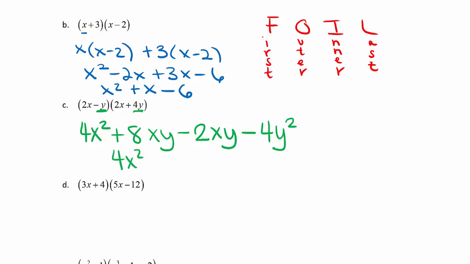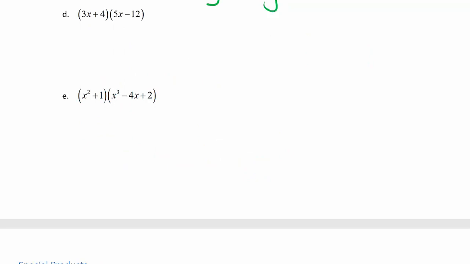Finally, just like in the previous example, I'm going to combine some like terms. Those two terms in the middle can be combined to be a 6xy. So anytime you want to multiply two binomials, you can use this FOIL acronym to help you do so.